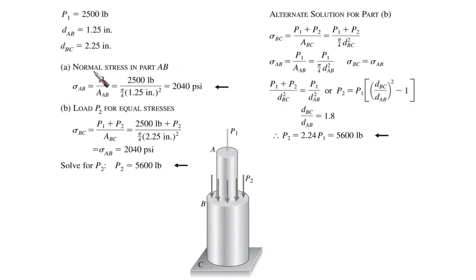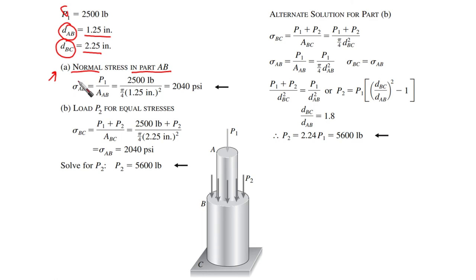Okay, so first of all, as you can see here, we have P1, 2,500, the diameter of the upper part, 1.25 inch, and the lower part diameter, DBC, is 2.25. First we are going straightforwardly to calculate the normal stress in part AB.